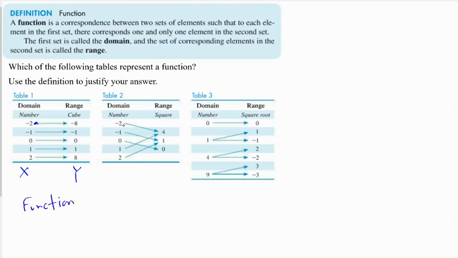Table 2 is a function because even though multiple arrows go to the range, each arrow only comes from the domain once. So table 2 is a function. And table 3 is not a function because we see the domain can be split to multiple values for at least one or more of its elements. And we would say this is not a function.